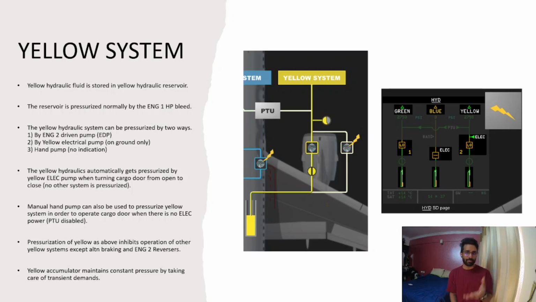So what happens if the yellow electric pump is, say, not working that day? Cargo guys come in, he wants to open the door, he flicks the switch, the pump is not working. Now how do you open the door? Because you cannot let a person near the cargo door when the engine is running.